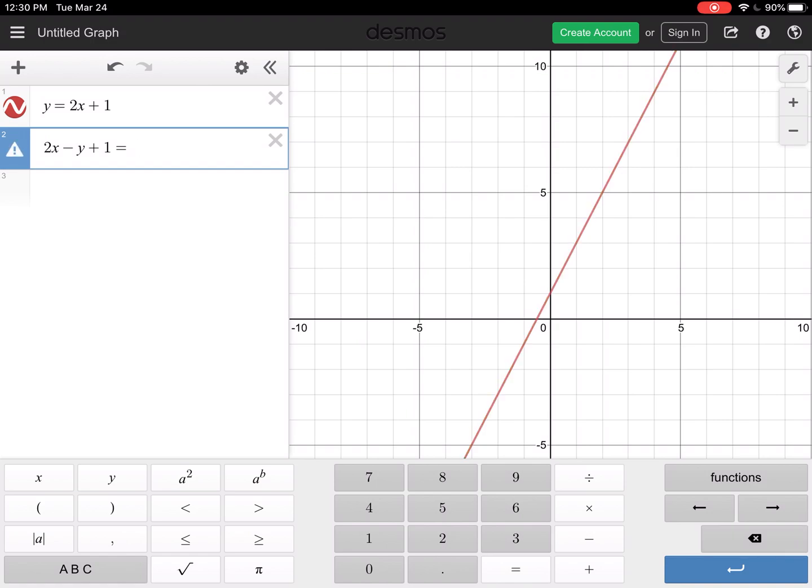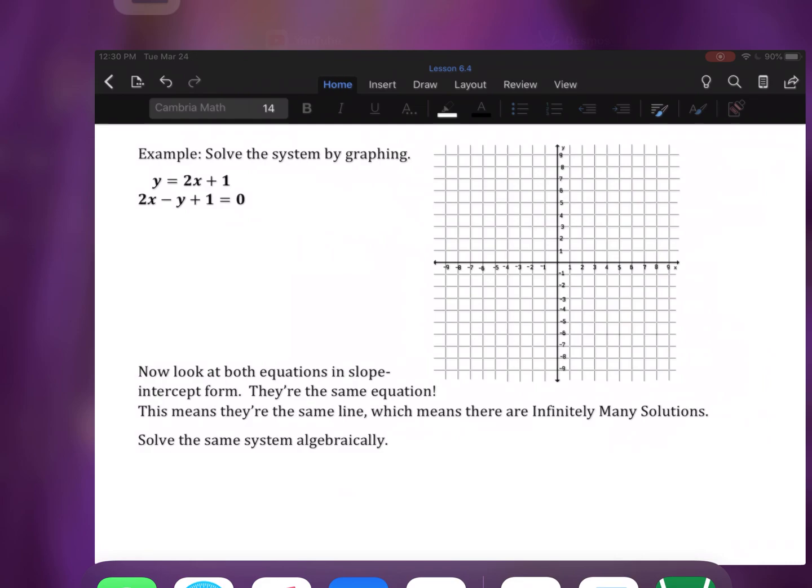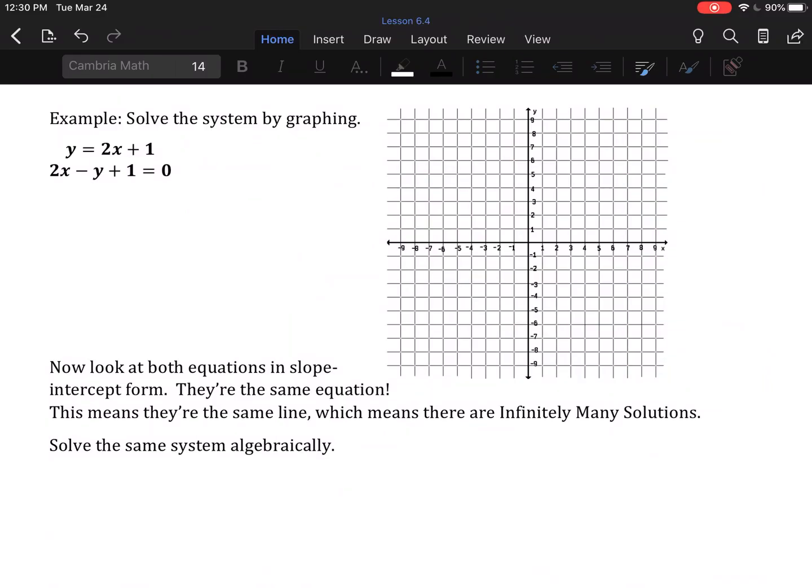So the red line is the original one, and when I complete this equation, I get a green line that is right on top of it. That's not a coincidence. The lines are exactly the same. In slope-intercept form, the equations would both read y equals 2x plus 1. They're the same. Which means that there's a whole bunch of ordered pairs that will work. Not every ordered pair, for the record, but every ordered pair on the line would solve the system. There's no way we could ever list all of them, so there are infinitely many solutions.